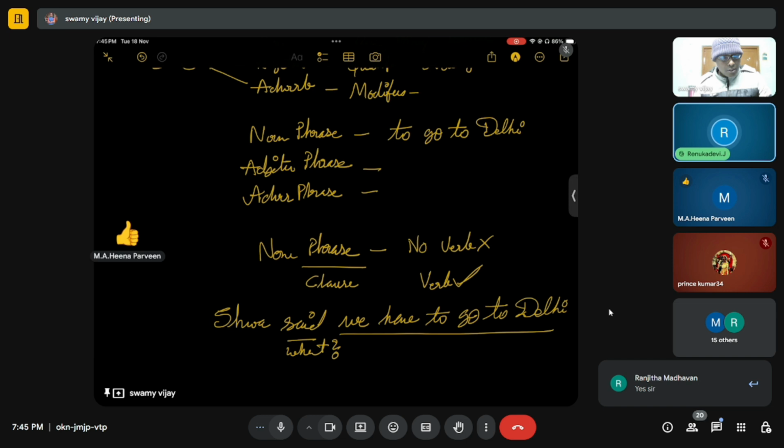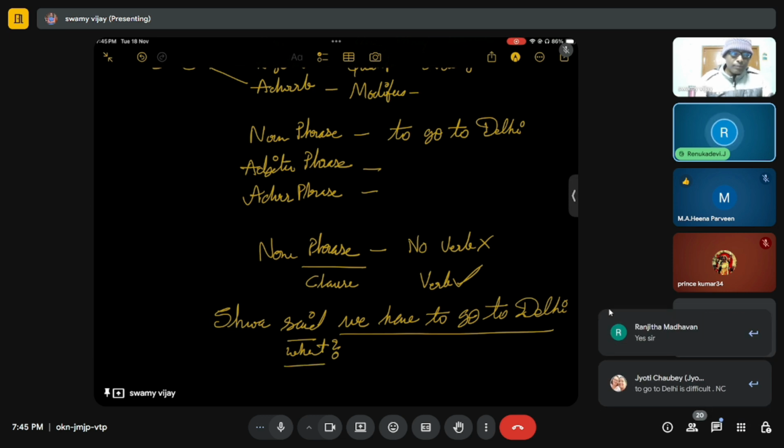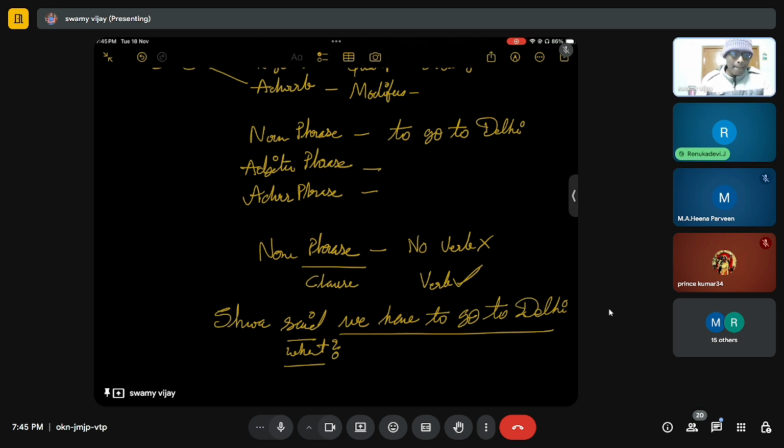No, that is "must". You understand the basic. He said what? We have to go to Delhi. When you pose a question to the verb "what", if the answer comes, 90% that part of the clause is a noun clause. He said what? We have to go to Delhi.